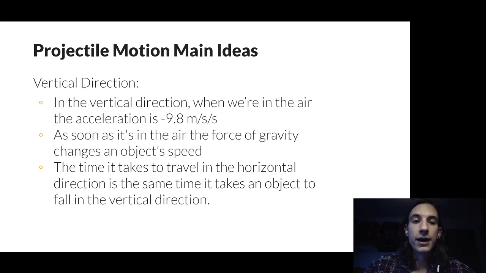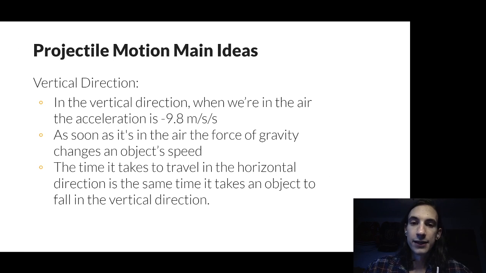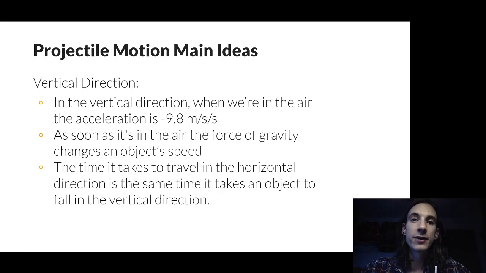And then vertically, if we're in free fall on Earth, our acceleration is going to be negative 9.8 meters per second squared in the vertical direction. And that happens as soon as it's in the air. As soon as it's in the air, the force of gravity changes the object's speed. So as soon as we launch in that projectile path, we have acceleration in the y direction. The time it takes to travel in the horizontal is the same as it takes to fall in the vertical direction again. Another key thing that I didn't put in here: if we say that we drop an object, that means your initial velocity in the y direction is just going to be 0. So that's another thing to keep in mind.